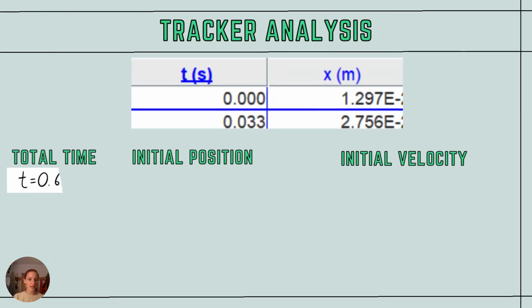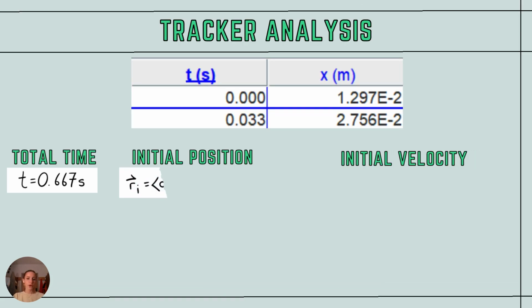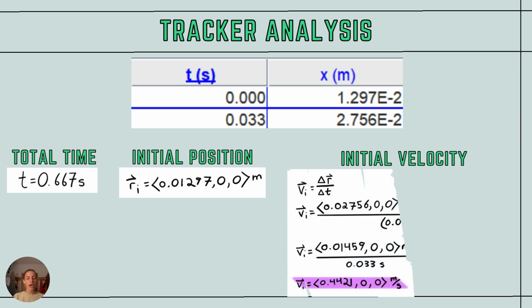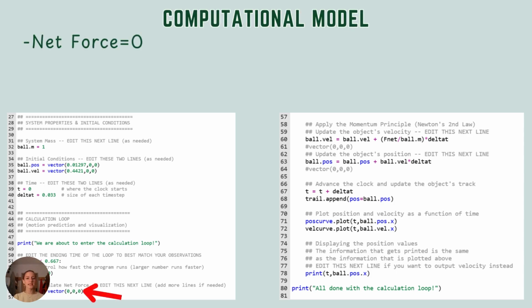Now, our tracker analysis. The total time we recorded was 0.667 seconds, and our initial position, which can be seen above, is equal to 0.0129 meters only in the x direction. And our initial velocity, which can be calculated by placing the change in position over the change in time, gives us 0.4421 meters per second only in the x direction. We do not have velocity in the y direction. We can then take these data points and insert them into our computational model.